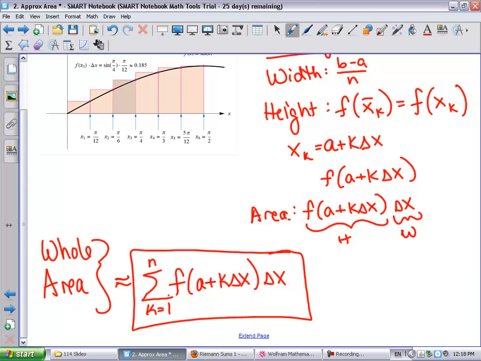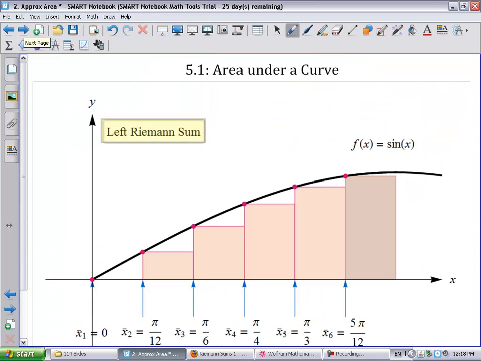Now we could also do a left Riemann sum, and that would mean that we would take the leftmost point for each rectangle. So this is rectangle 1, see it has a height of 0. Rectangle 2 has a height of whatever you get when you plug pi over 12 into sine. And here's rectangle 3, now we're using the leftmost point to find the height. This is called a left Riemann sum. And the difference here is for rectangle number k, the point you plug in is actually the grid point before k.